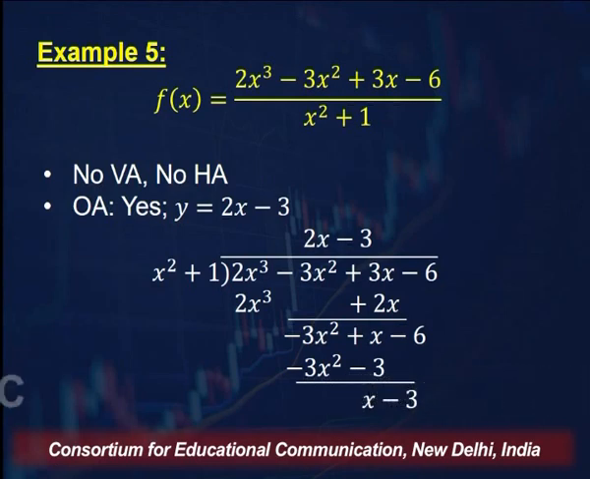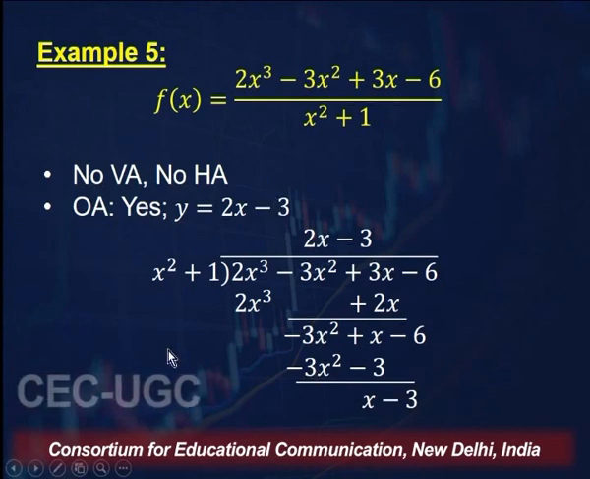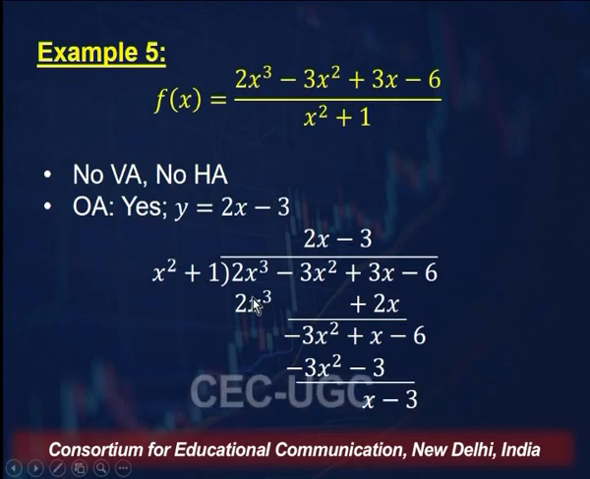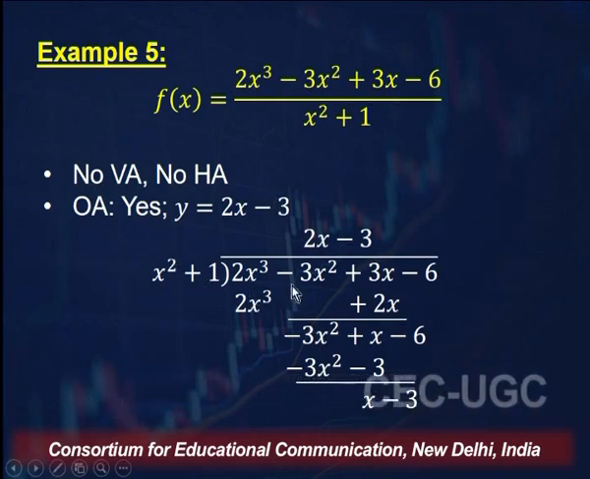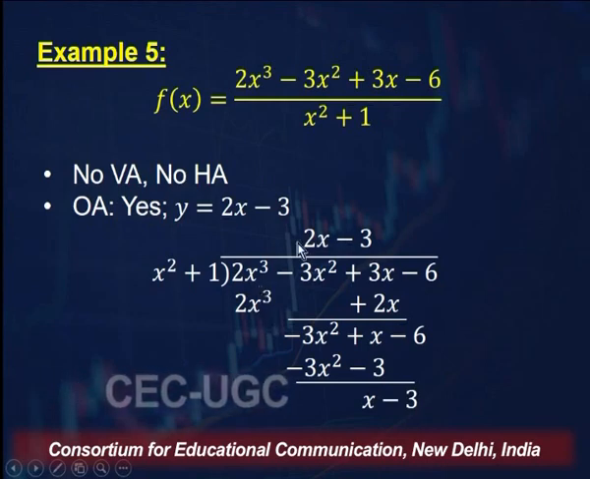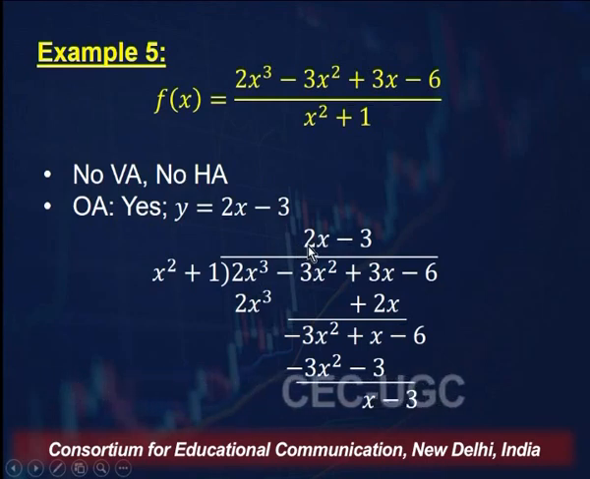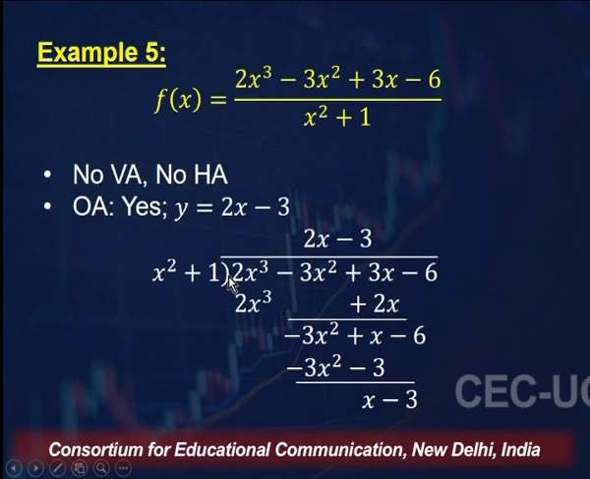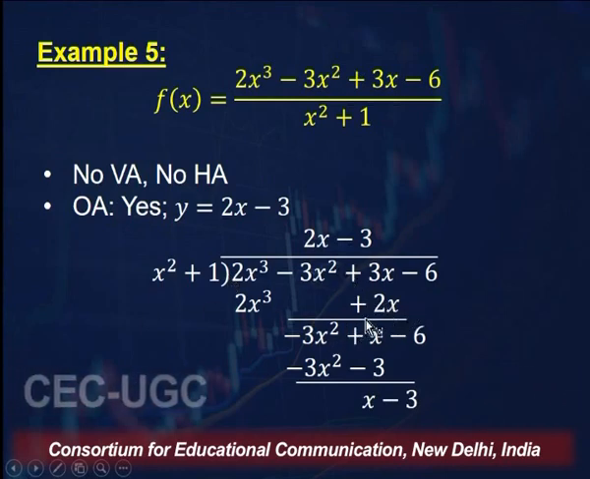So as far as an oblique asymptote is concerned, yes, there will be an oblique asymptote. And again, you perform the long division here. x squared goes into 2x cubed 2x times. So you have 2x cubed here. And then 2x times 1 is 2x. So that's why you have a 2x here. I was not observing it carefully.